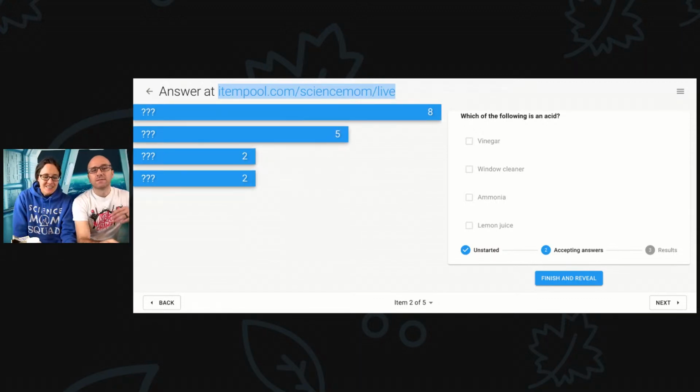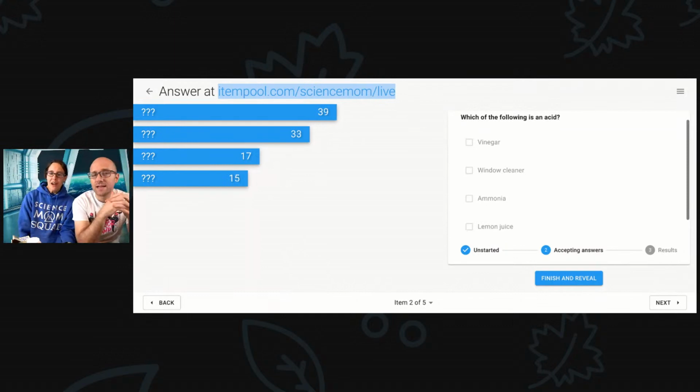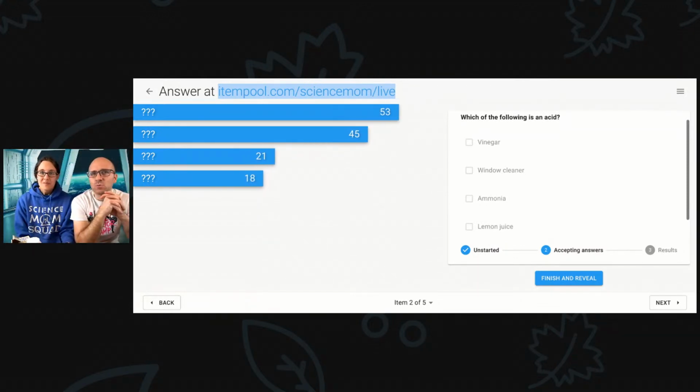All right. So which of the following is an acid? Out of vinegar, window cleaner, ammonia, lemon juice. Yeah, which of those are acid? So pH, if you tried to sound it out as a word, it's pH sound in English, we use like.